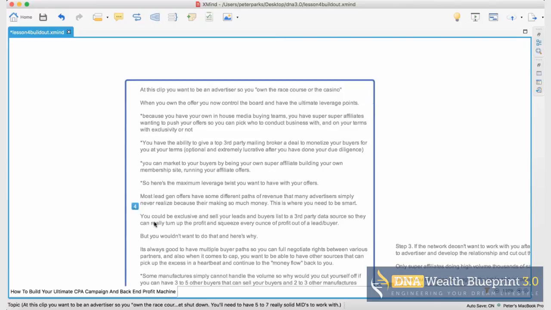Again, as I say here, you could be exclusive. You could sell your leads and buyers to a third-party data source so they can turn around and profit. That's going to help you squeeze every ounce of profit out of that lead or that buyer. Now, you do this ethically, of course. For those of you that got the first version of DNA Wealth Blueprint 1.0, I showed you 7 different ways to make money from a lead that has turned into a buyer.